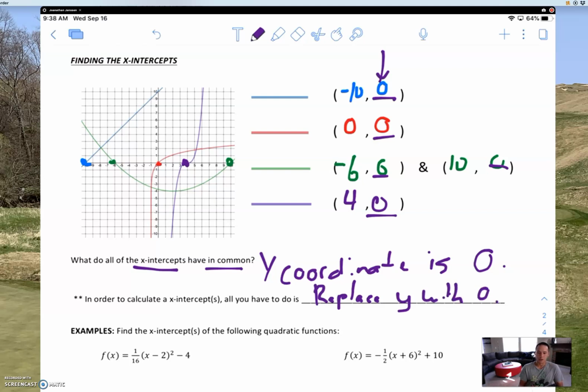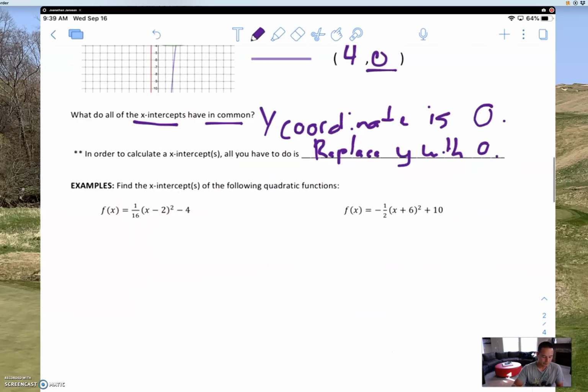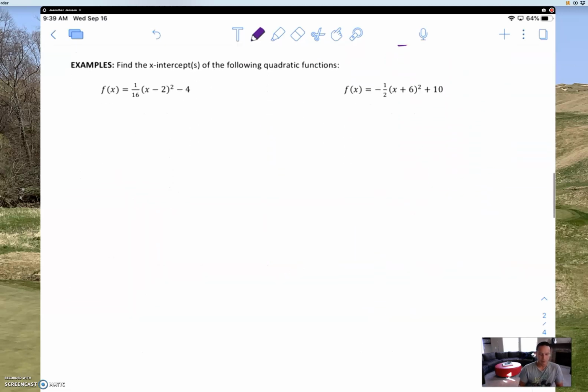And that's going to work for every unit that we go to. Anytime you ever want to find an x-intercept, all you have to do is change the y to a 0. If you want to find a y-intercept, just change the x to a 0. And let's go ahead and do a couple examples here.